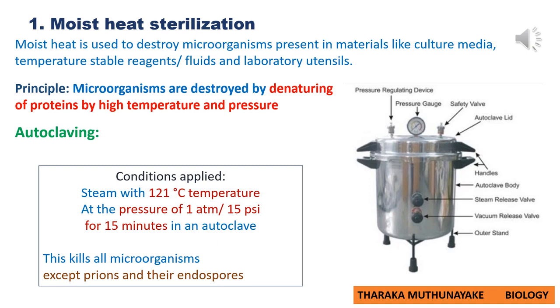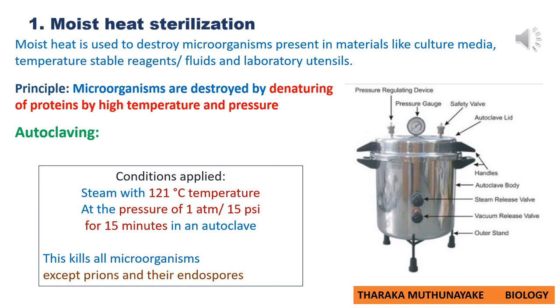It is comparatively high temperature. Thermolabile substances like proteins, enzymes, or sometimes serum proteins can be denatured at this temperature. Therefore, thermolabile fluids or culture media can't be sterilized using this method. So what actually happens in moist heat sterilization? Here, due to moist heat, microorganisms are destroyed by denaturing of proteins by high temperature and pressure. That's the principle applied in this sterilization method. So underline that principle or highlight that in your note.